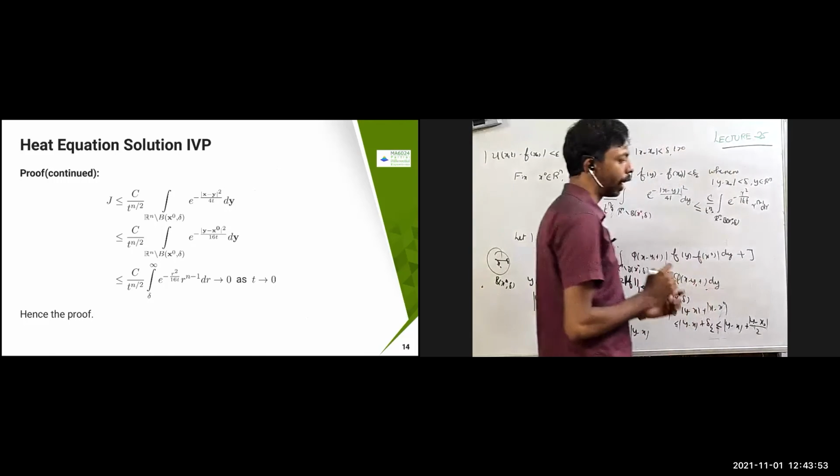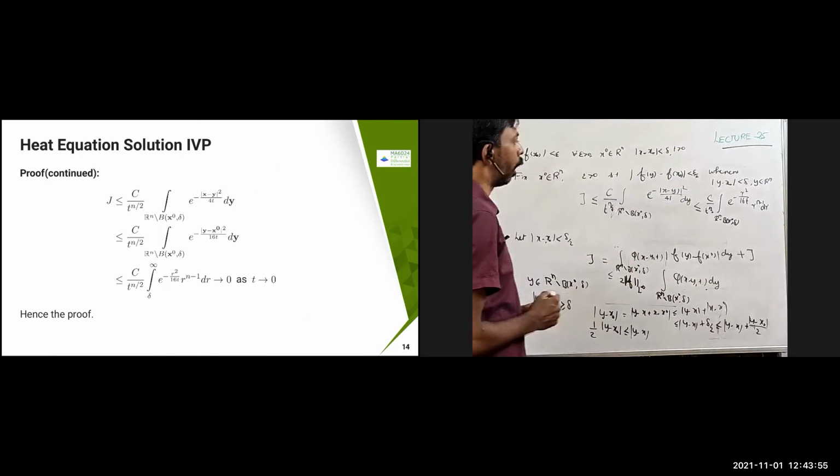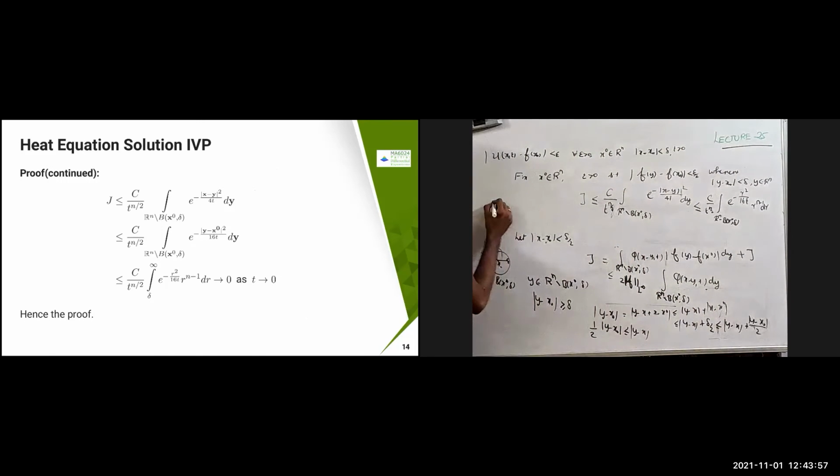You might have studied in the analysis course that if you have a polynomial, suppose you have x to the power n times e to the power minus x, then as x tends to infinity, you are going to get that this limit is going to be 0, because the exponential is the dominating one.